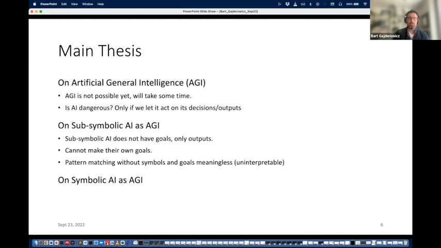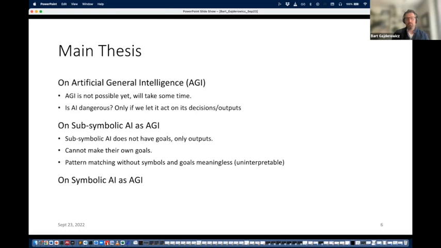And what about sub-symbolic AI as AGI? One of the issues with sub-symbolic AI is that it doesn't have any explicit goals within the model itself. All you have is a set of outputs. There's nothing inherent in the model that says these are certain goals that should be achieved. What you're really doing with sub-symbolic AI is: here's some input, here's some output. Can you match? Can you learn to give me the output that I want given an input?